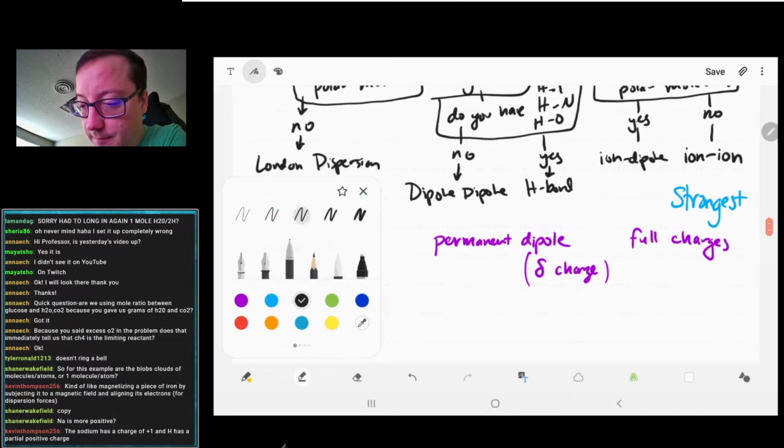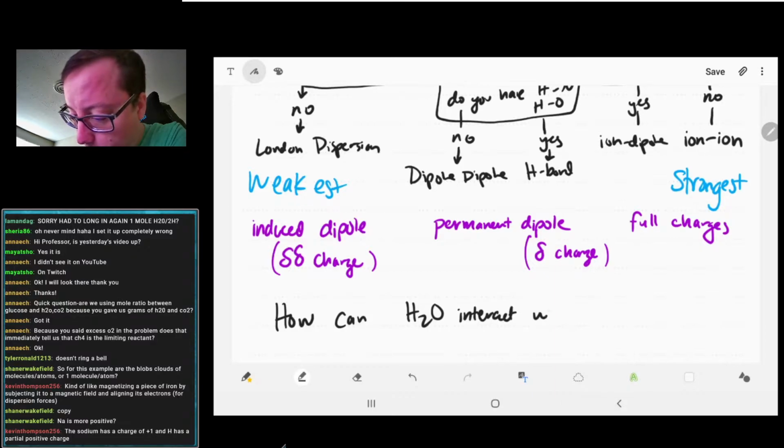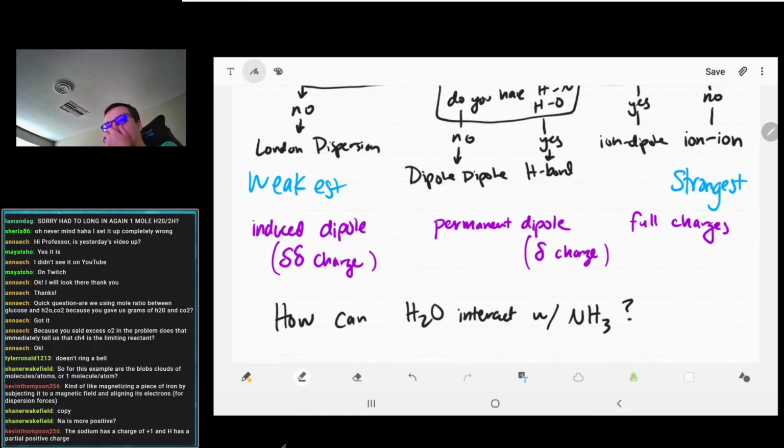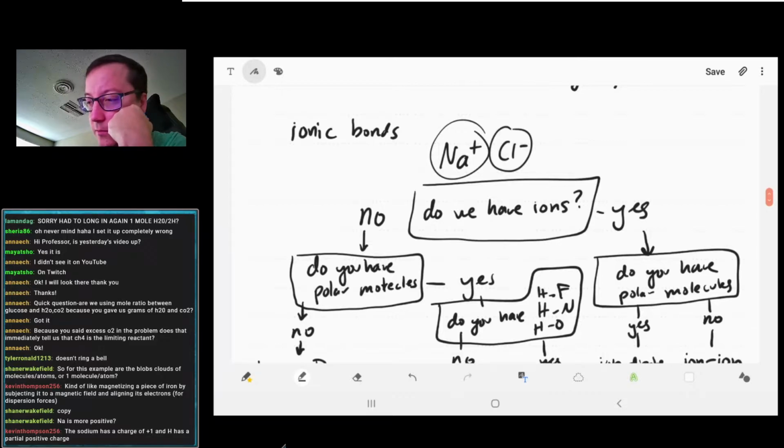So let's look at all the ways that water can interact with ammonia. Let me just give this chart a title also. Goodbye, sodium chloride.